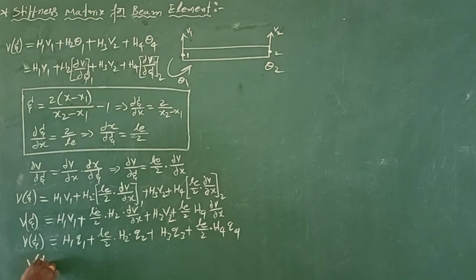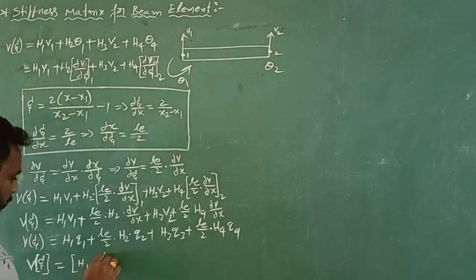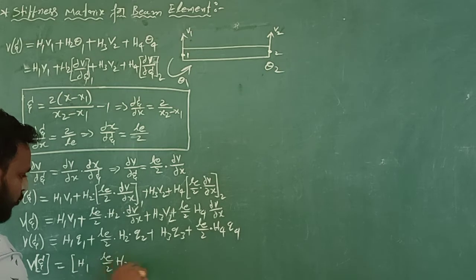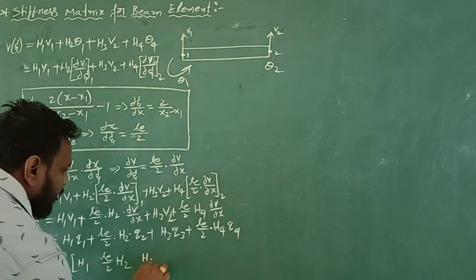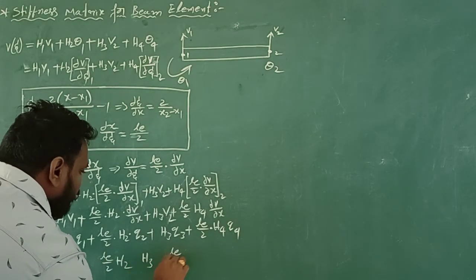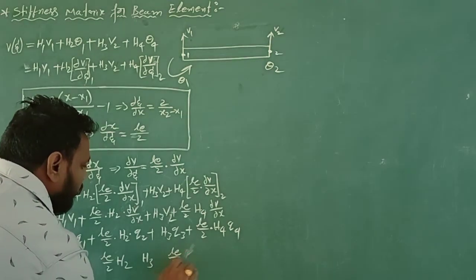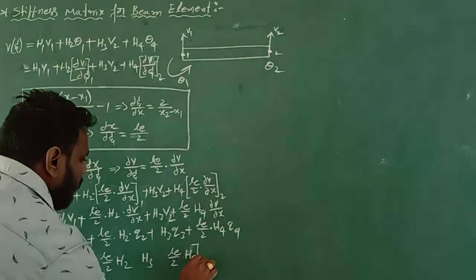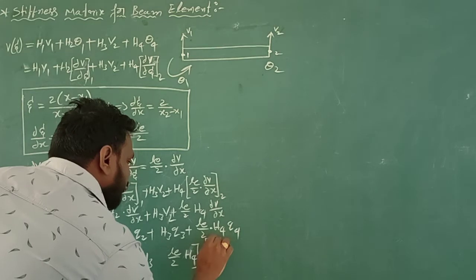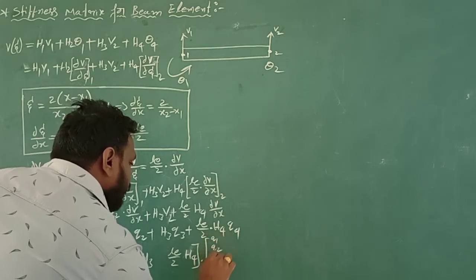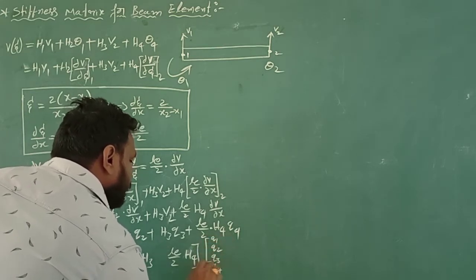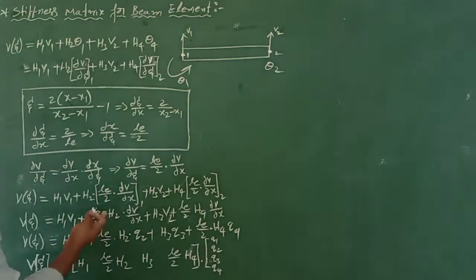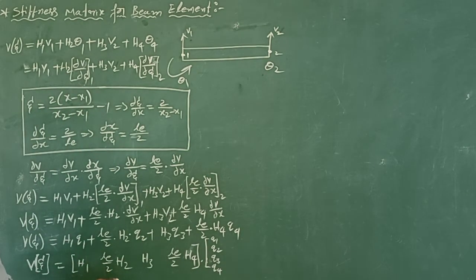v of j is equal to the matrix with rows h1, le by 2 into h2 and h3, le by 2 into h4, into q1 q2 q3 and q4. The above equation can be written like this.